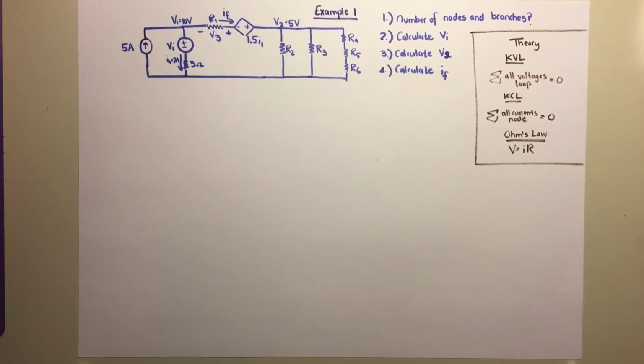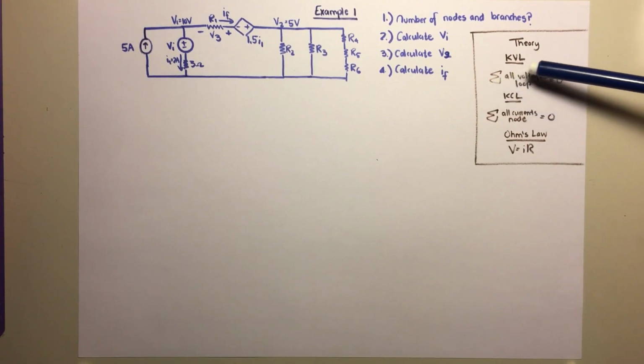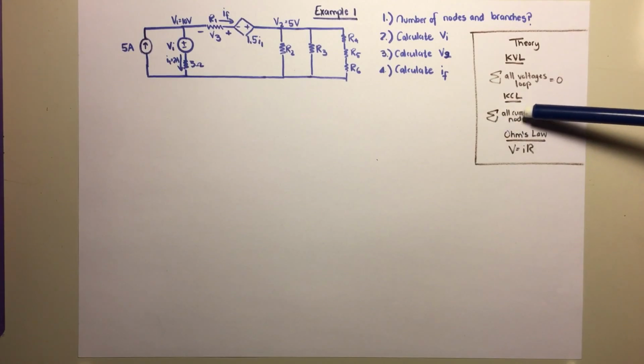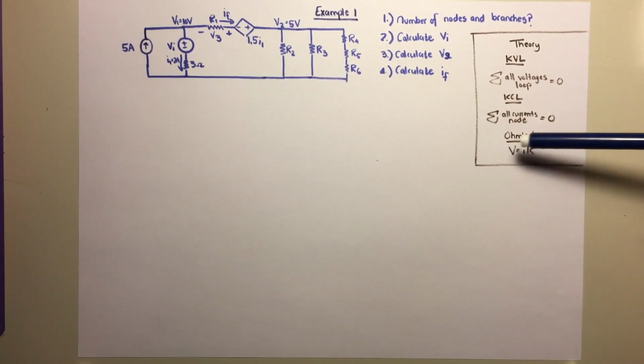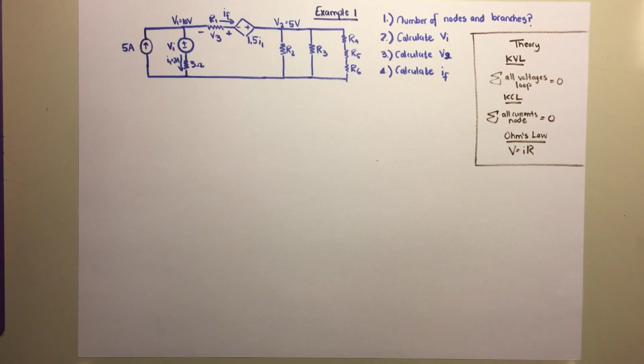So in this video we will look at two examples of KVL and KCL and branches and loops and the theory covered in the previous video. The basic theory is outlined here. For KVL, the sum of all the voltages in a loop is equal to 0. With KCL, the sum of all the currents in a node is equal to 0. And Ohm's law is V equals IR, where V is the voltage, I is the current, and R is the resistance. Okay, so let's start this example.